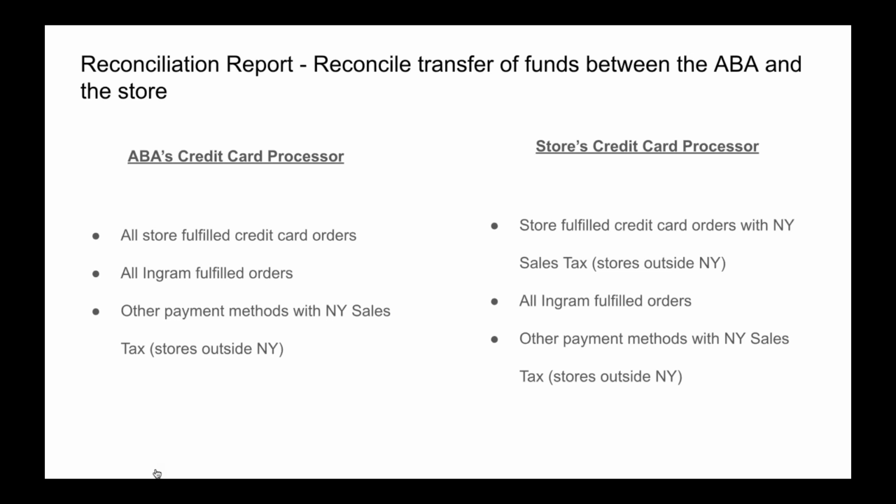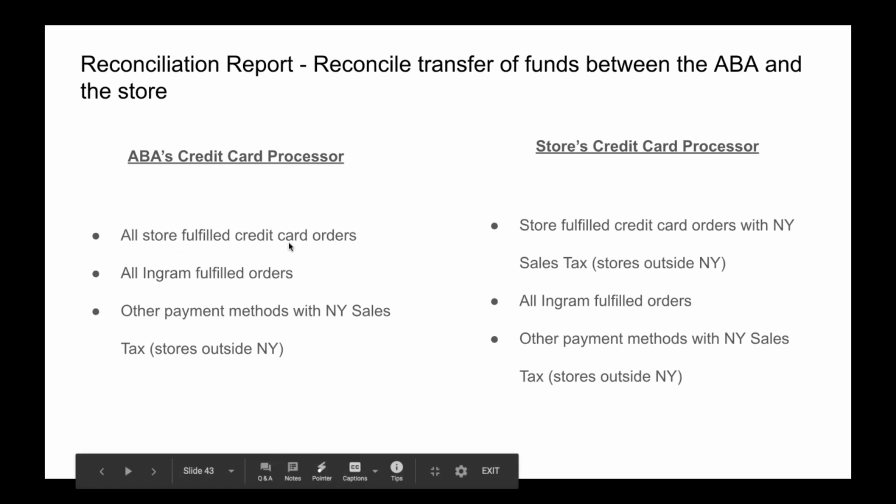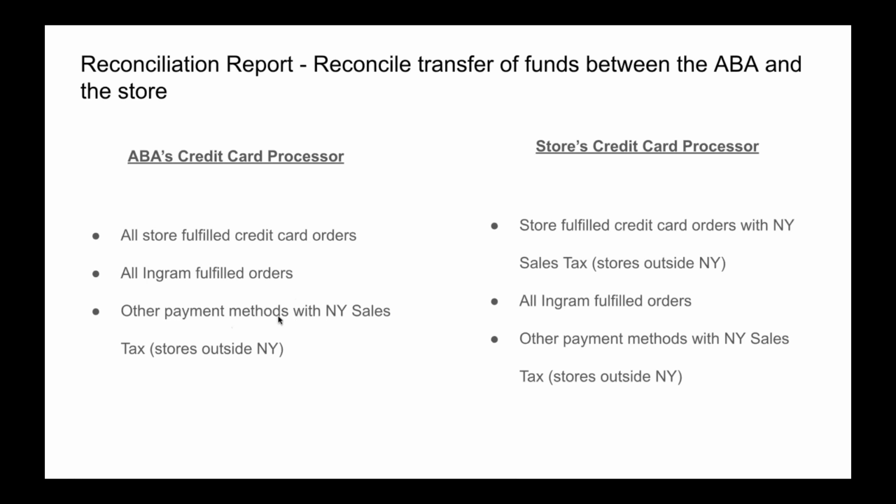So if you are on ABS credit card processor, the orders that would appear on the reconciliation report are all the store fulfilled credit card orders, all the Ingram fulfilled orders, and any other payment method if the order is shipped to New York and the store is outside of New York. So those are the orders that would appear here.